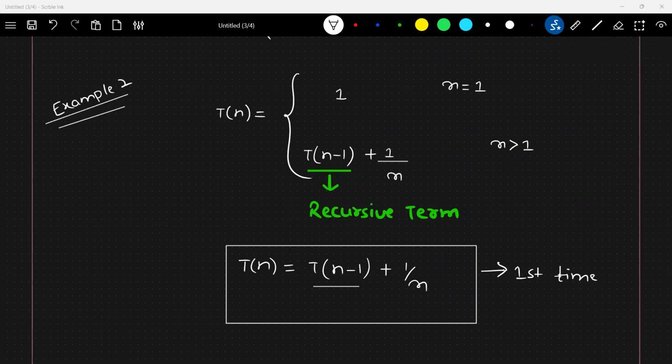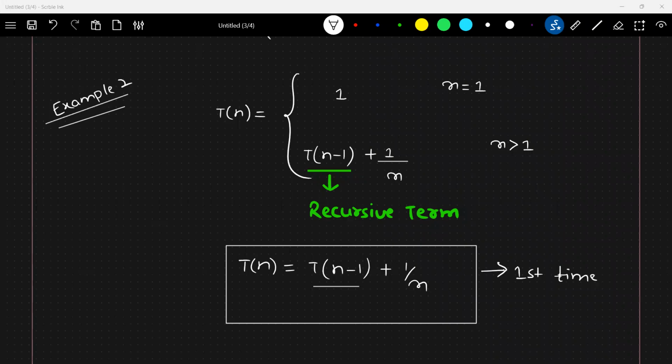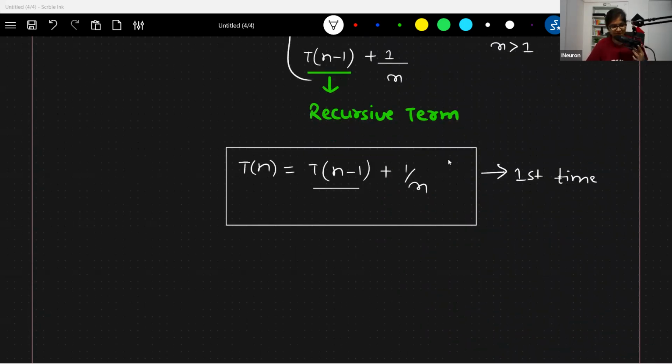Grijesh, what are you getting? A decreasing series, meaning it's 1/n plus 1/(n-1) plus 1/(n-2) and so on. Okay, so what is this series? This is not a series of log n, I'm sure. Okay, let's see. Okay, let me now try to solve this question.